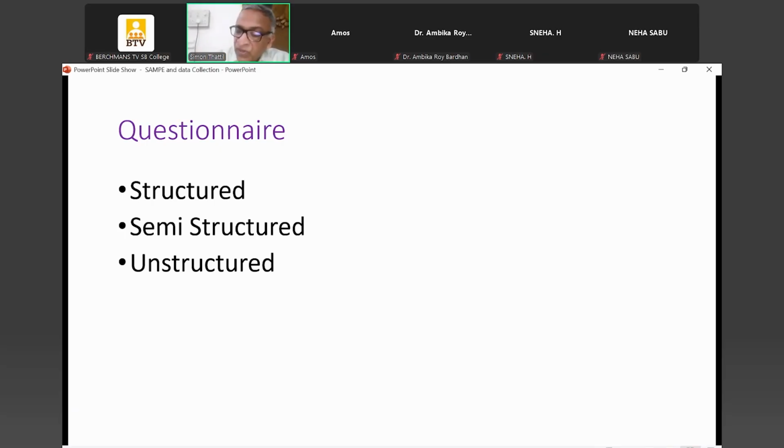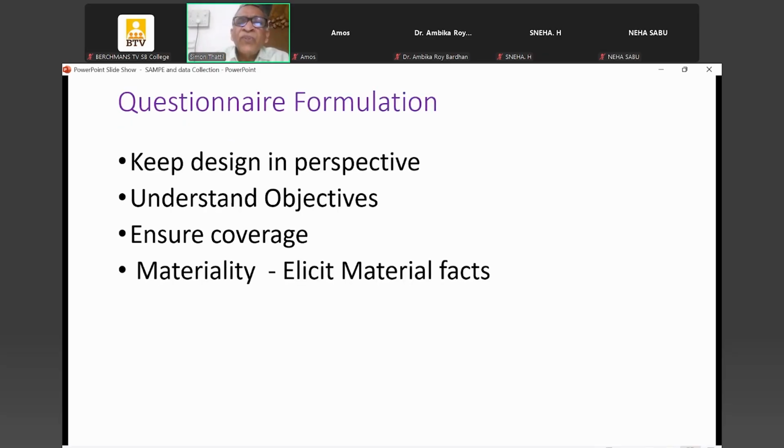Now, here, in questionnaire formulation, you have to keep the design in perspective as we discussed earlier. Then again, we must understand objectives, because you might have a research question, and based on those questions you formulate objectives. Suddenly you are designing the questionnaire, because you don't get a second chance to probe further. It's not a longitudinal research. So you have one chance to get information. You don't get a chance to explain further.